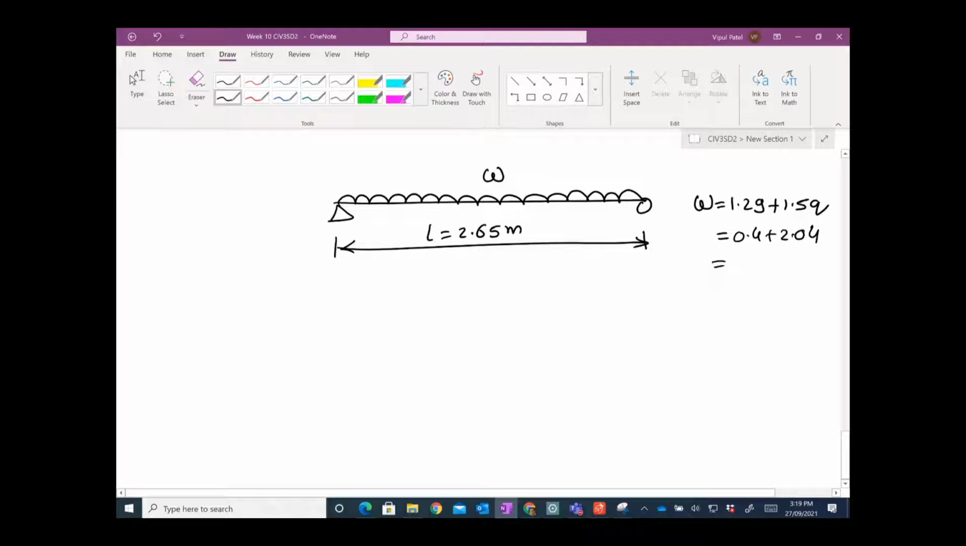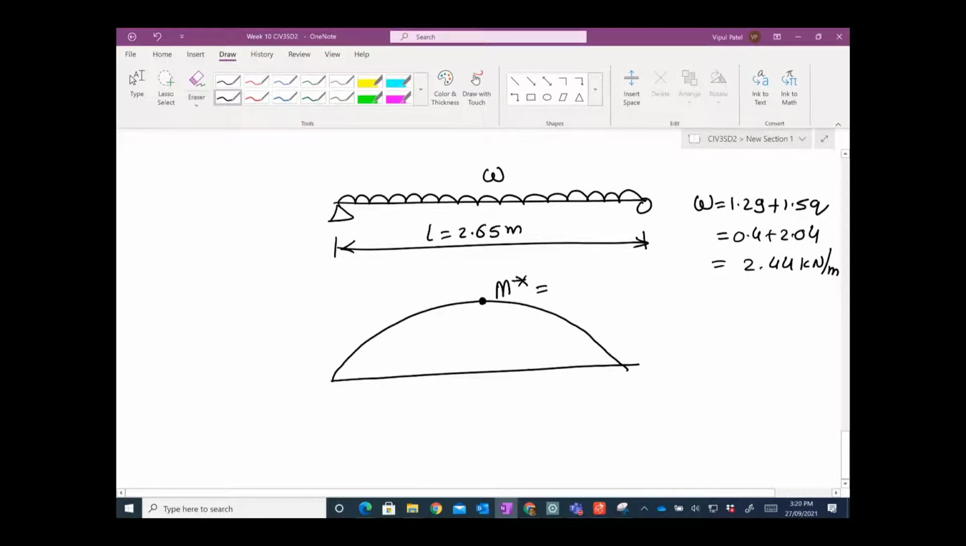In that case, look, the dead load is very light because it's timber. Live load, office building, so you have more live load. The total is 2.44 kilonewton per meter. So that is your W. If I draw the bending moment diagram, there is a parabola for a uniformly distributed load, and as I mentioned, this bending moment does not recognize whether you have a timber beam or steel beam.